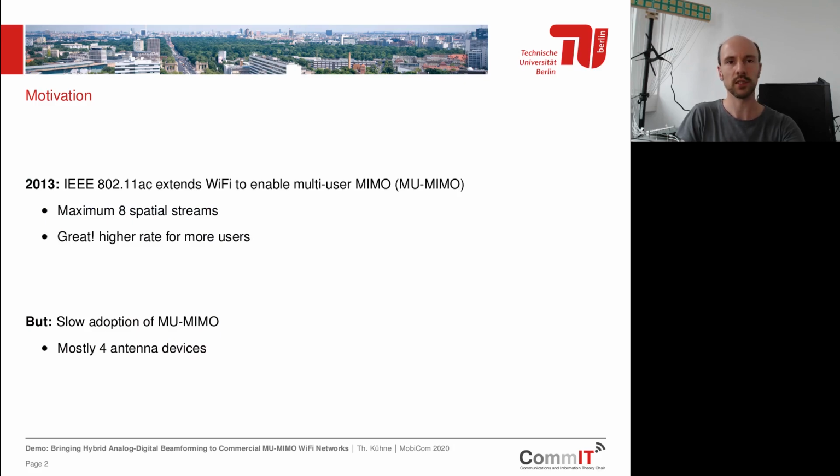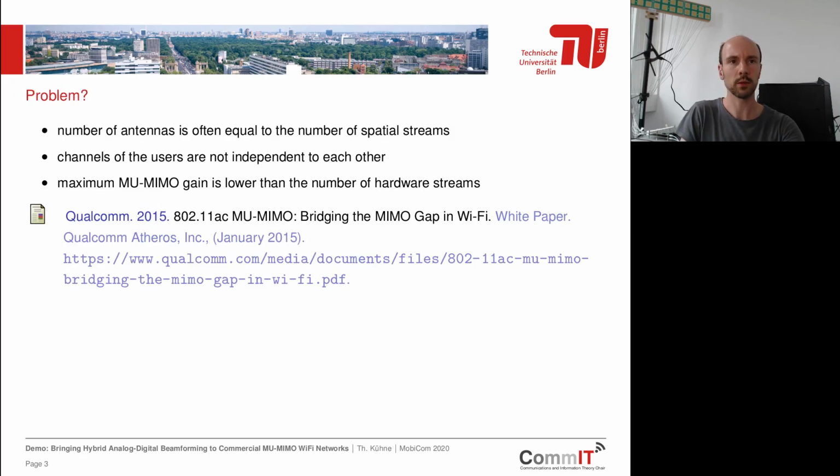In 2013, the 11ac extension to Wi-Fi introduced multi-user MIMO with a maximum of 8 spatial streams, which is great because it means you have a very high data rate and you can actually have 8 concurrent users using those 8 spatial streams. But it was only slowly adopted. At the moment, in 2020, you mostly have systems with 4-antenna devices and 4 spatial streams. So what might be the problem?